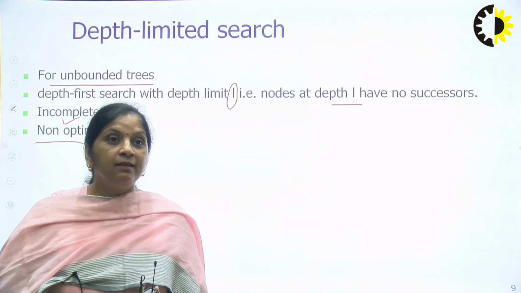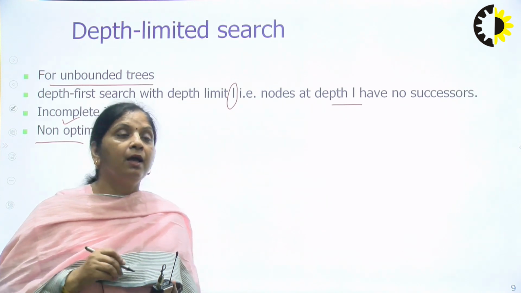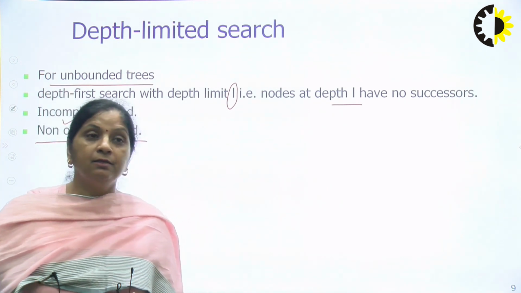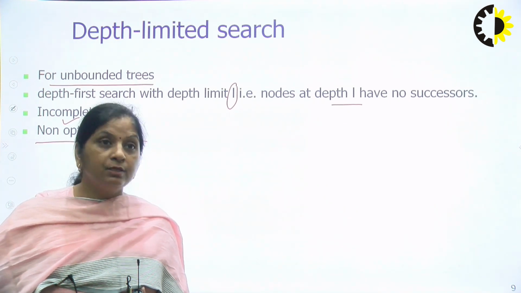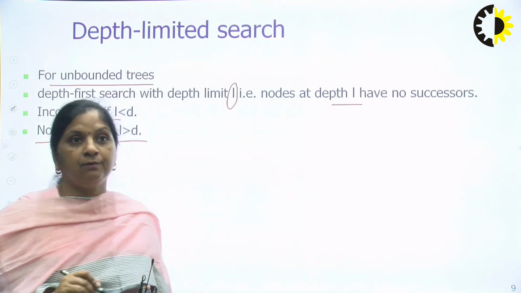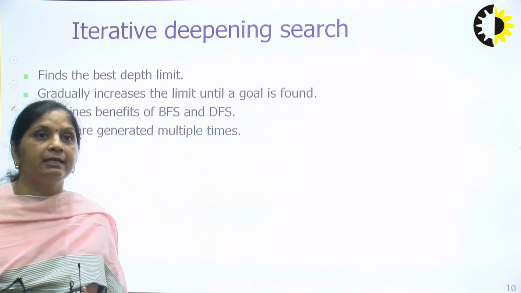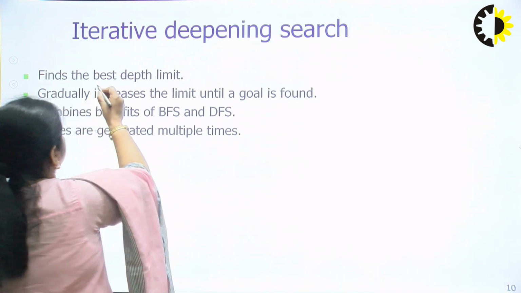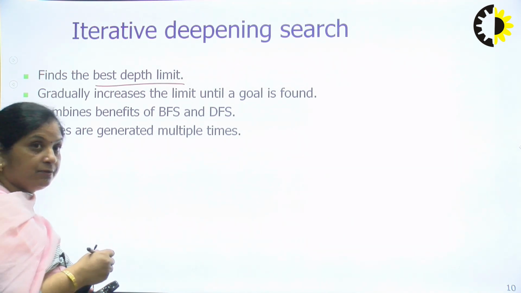When L is less than D, it may result in incompleteness, which changes the completeness property, and if we take it larger, then it may give us a non-optimal solution. So the challenge is how to decide L, the depth limit. Why? Because we want depth first type of space complexity. So that's why we generally go for IDS, iterative deepening search. It is able to find the best depth limit. It gradually increases the limit until a goal is found.